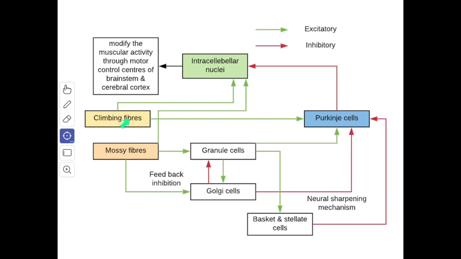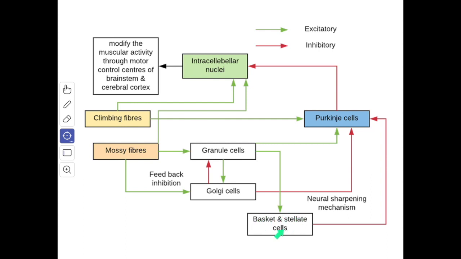The climbing fibers excite the Purkinje cells directly. On the other hand, the mossy fibers excite the Purkinje cells indirectly through the granule cells. The granule cells, in addition to the Purkinje cells, also excite the basket and the stellate cells.